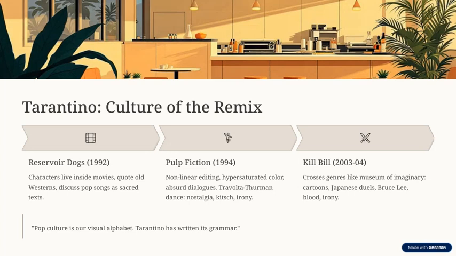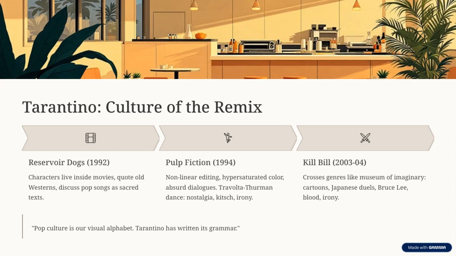Let's take a closer look at Quentin Tarantino's unique approach to culture and how he crafts a distinct remix of ideas and styles. In Reservoir Dogs from 1992, we see characters who seem to live entirely inside the world of movies. They quote old westerns and talk about pop songs as if they are sacred texts, which really blurs the lines between film, music, and cultural mythology.